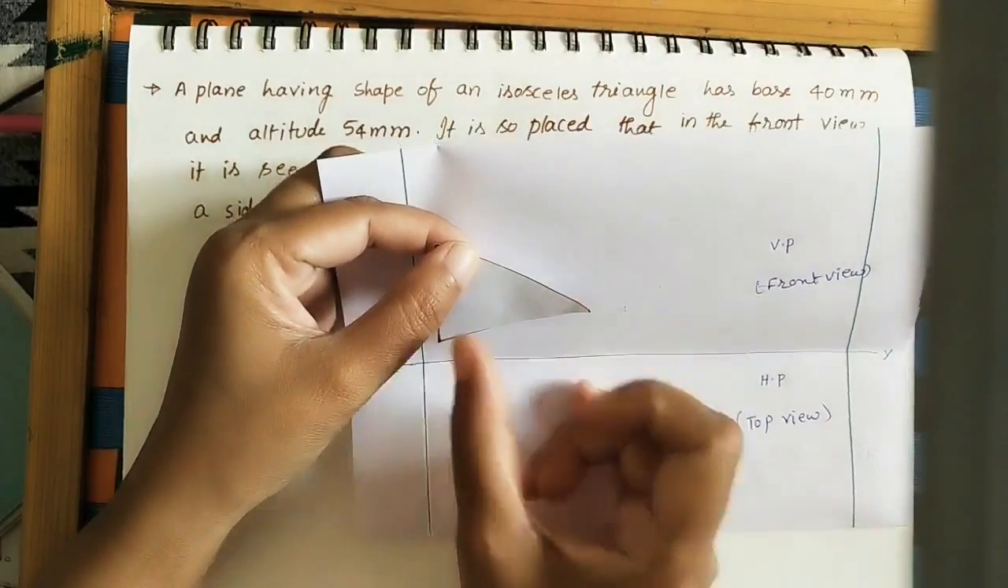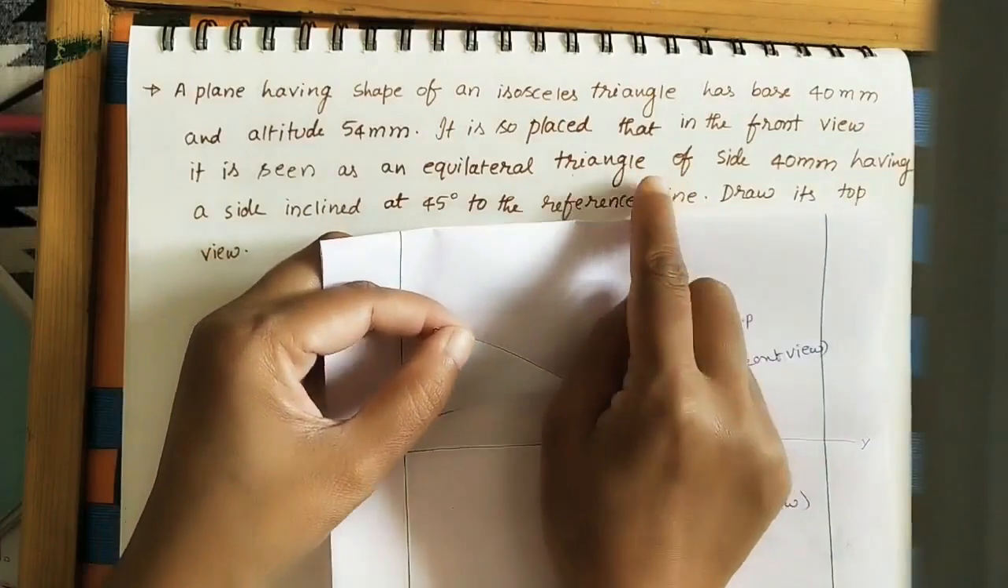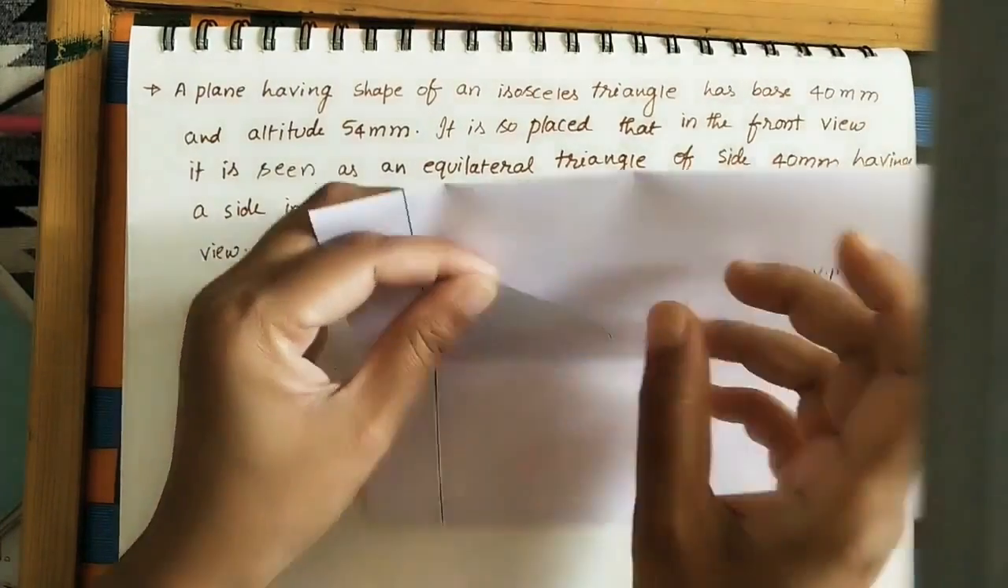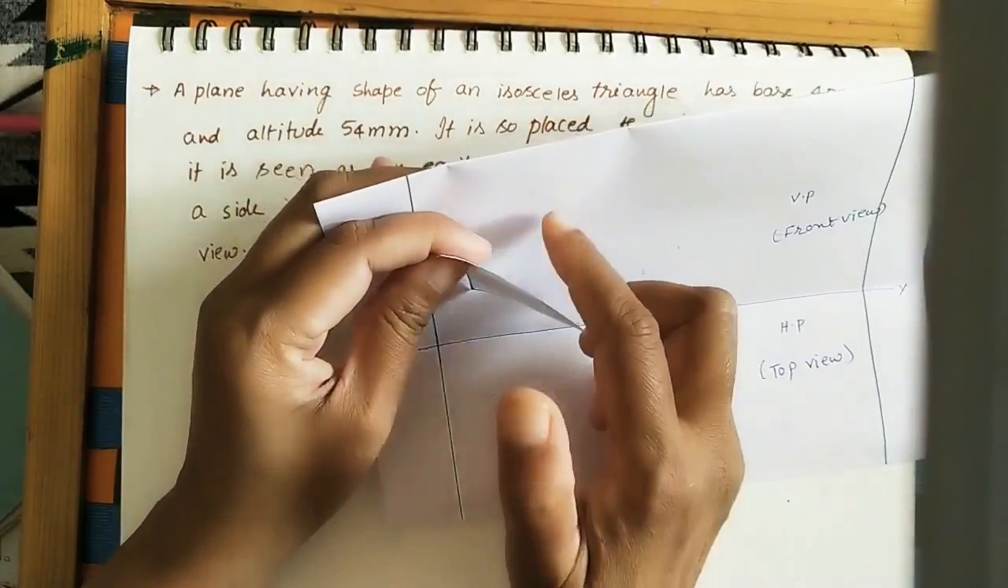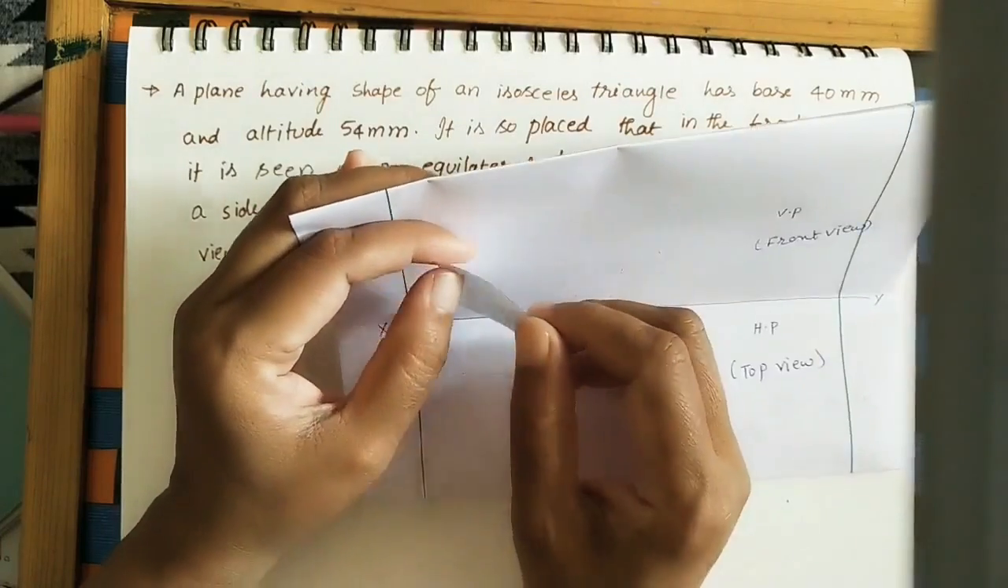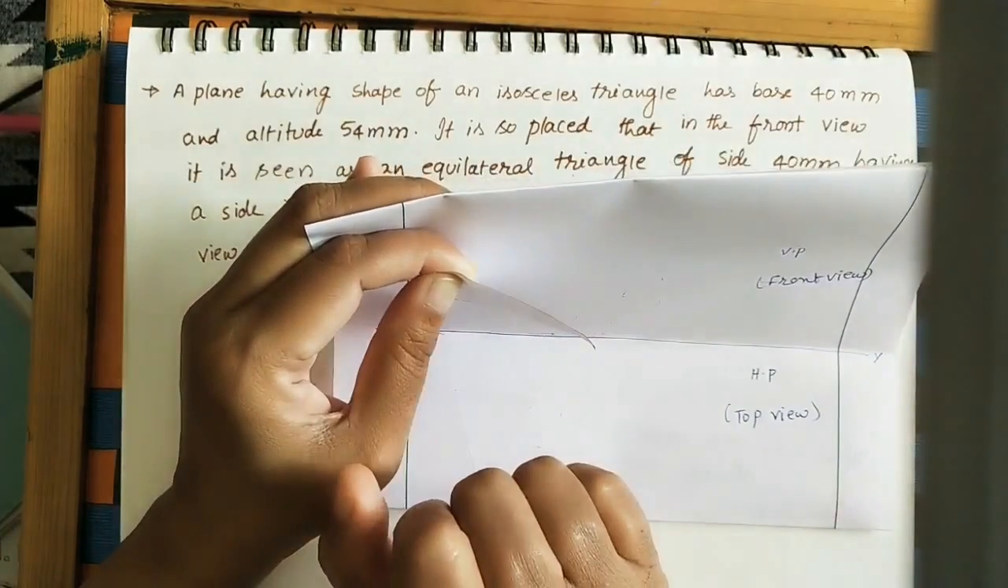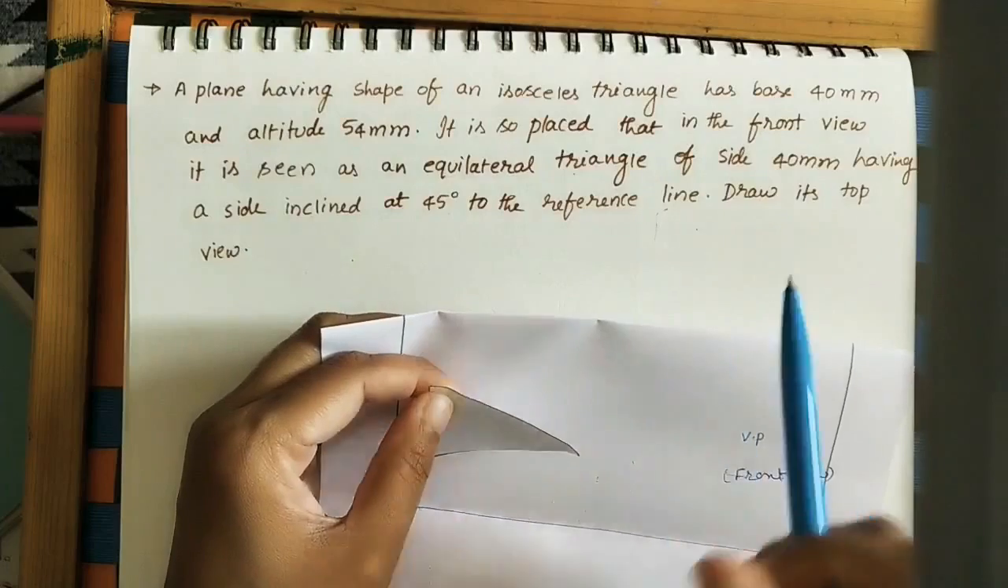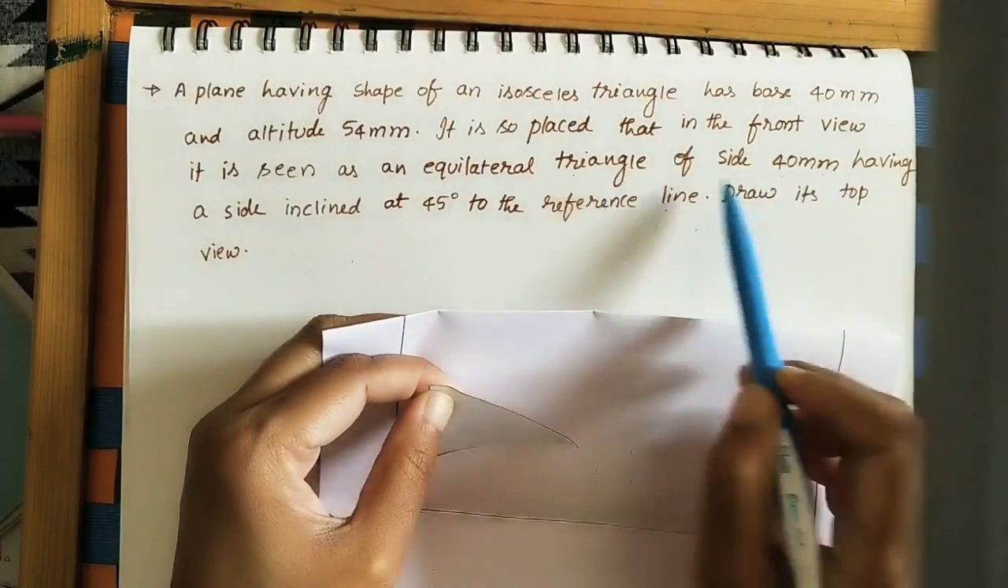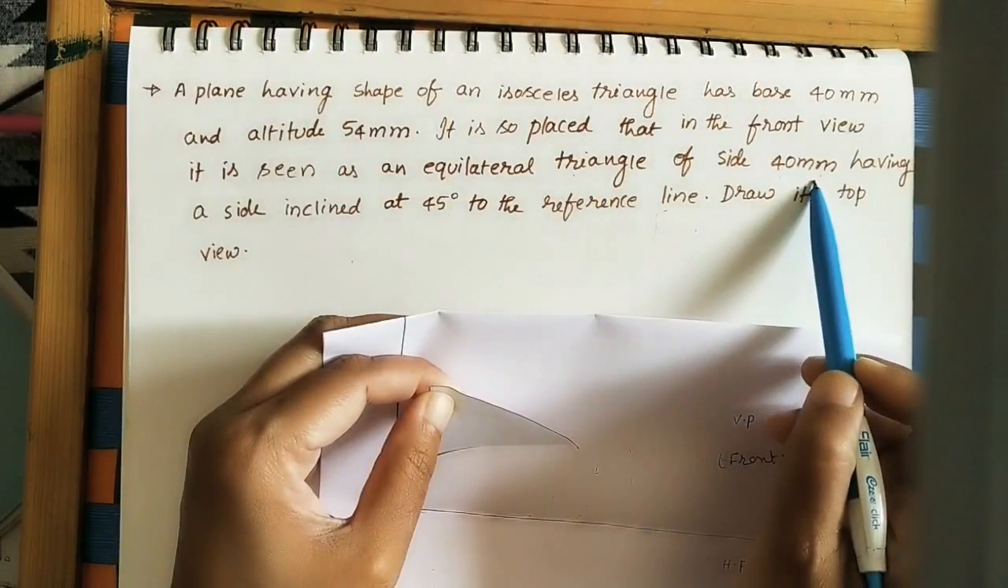Any triangle or any polygon, if it is tilted, looks like a reduced polygon or reduced triangle. Here it is given that in the front view it looks like an equilateral triangle, which means this plane is making some angle with the vertical plane. Got it? So at that time the front view looks like an equilateral triangle. Of what side? 40 mm each side of the equilateral triangle. All sides have 4 centimeters.